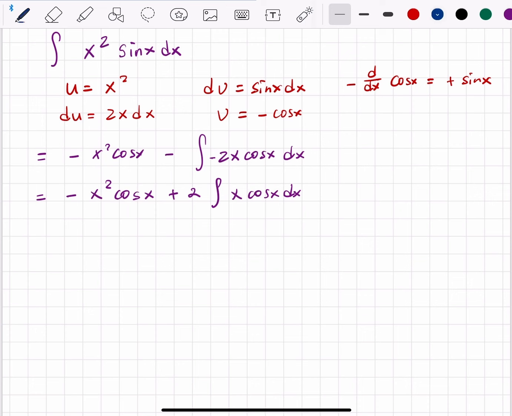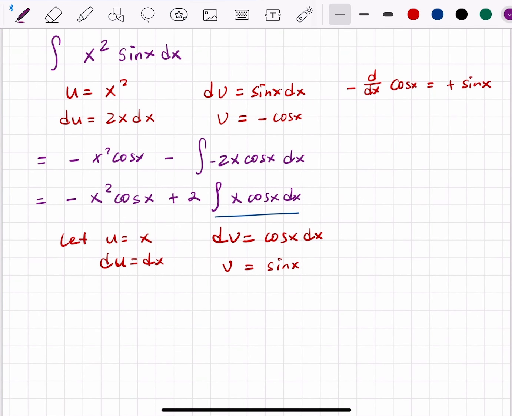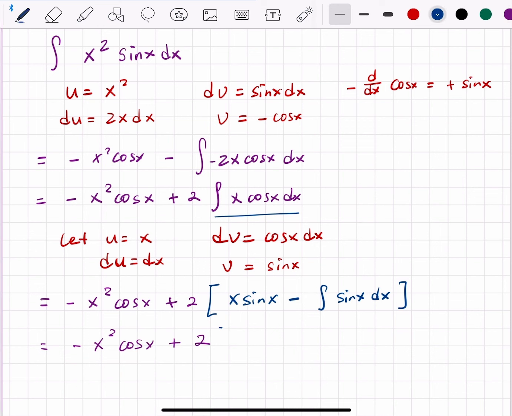Then let's do the integration for the second part. Let u equal x, then du is equal to dx. dv equals cosine of x dx, so v is equal to sine of x. Then, according to integration by parts, let's copy down the front part. It's going to be uv, x sine of x, minus the integration of sine of x dx, which we know is easy to find, which is negative cosine of x.